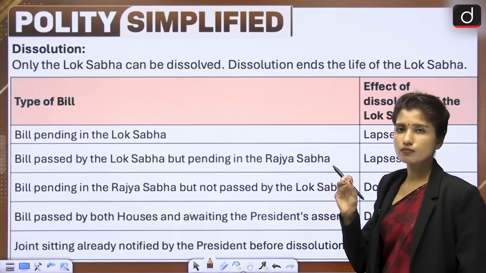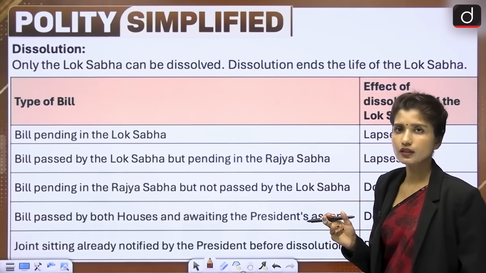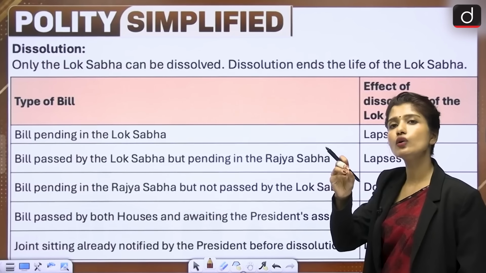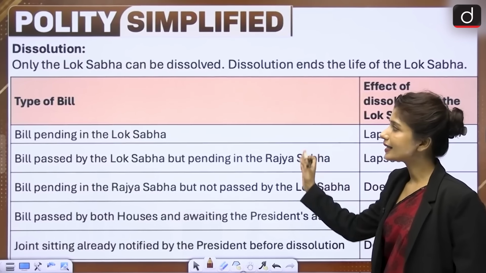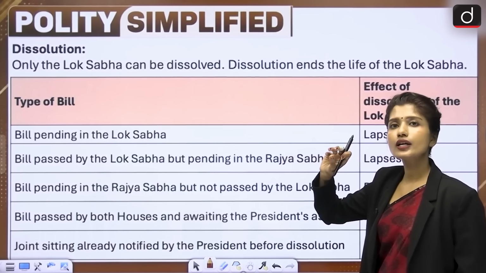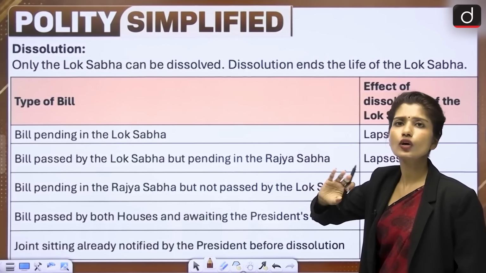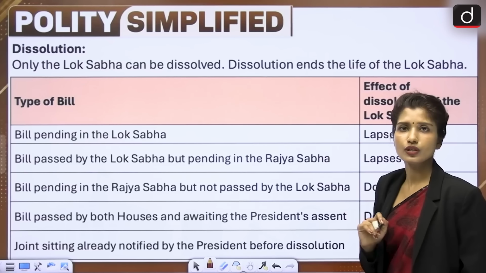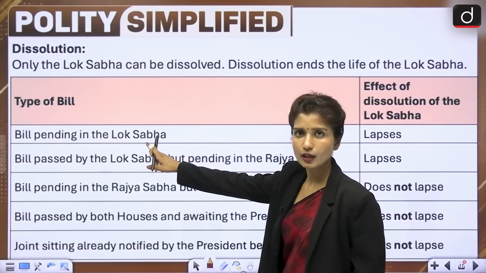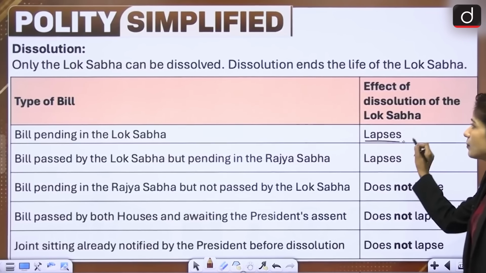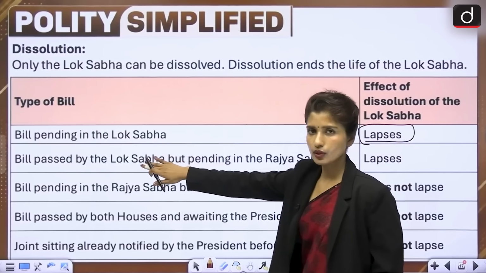For that, there is a very small trick that you can remember. Whenever the bill is dependent only on Lok Sabha to be passed, in that case it will lapse. But if it is not dependent only on Lok Sabha, then it will not lapse. And there is only one exception to this. So let's see. First, a bill pending in Lok Sabha is dependent on Lok Sabha to be passed, so it will lapse.